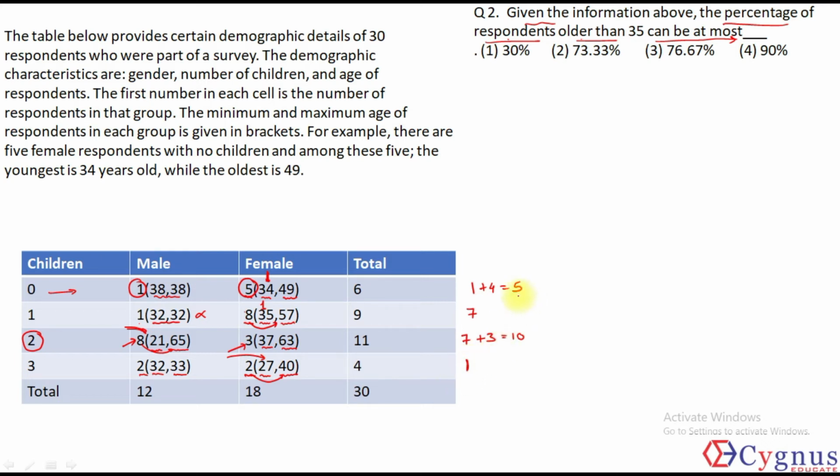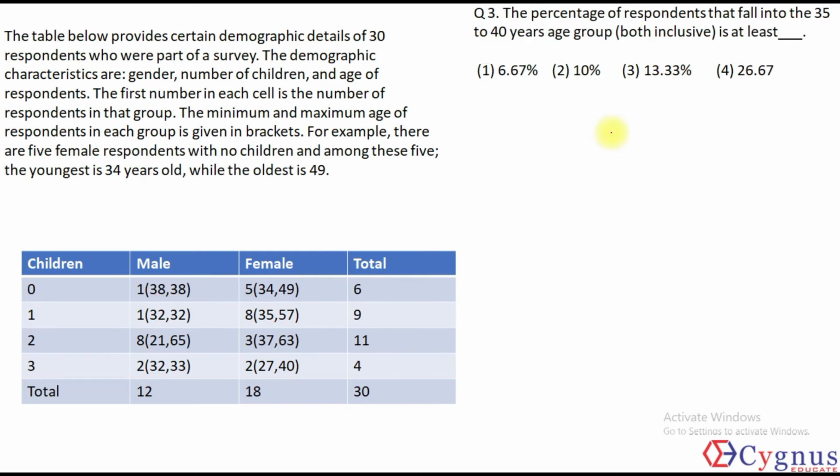So effectively this becomes how much? 5 plus 7, 12, 12 plus 10, 22 plus 1, 23. So I've got 23 out of how much? 30. Now 23 out of 30 would be 76.67%. So my answer becomes third option. Fine. Let's look at the next one.